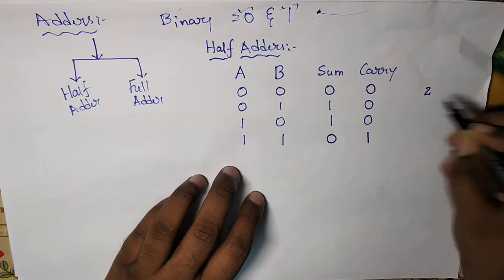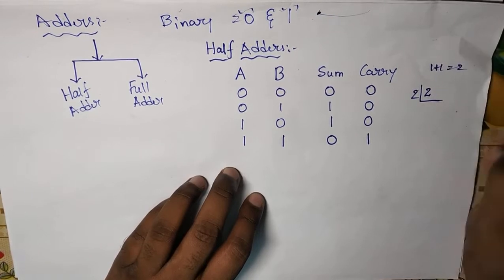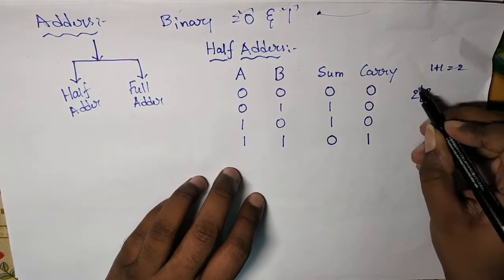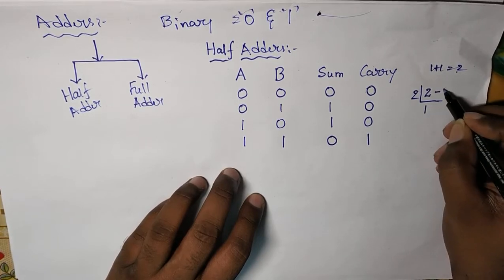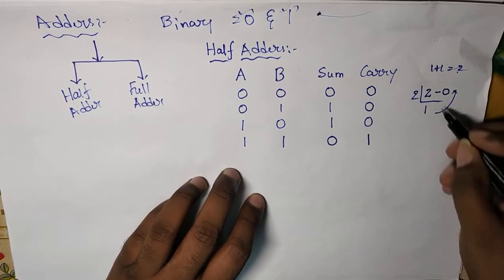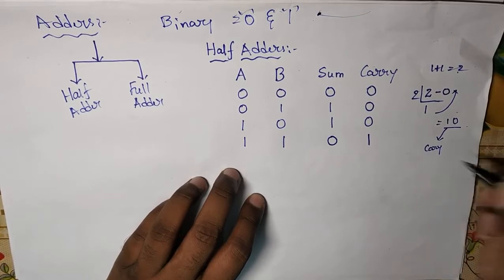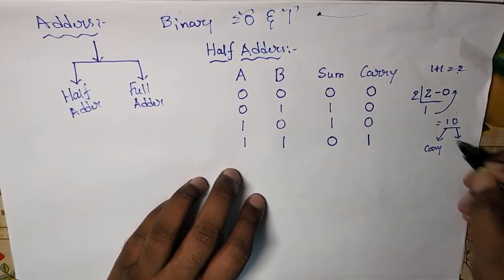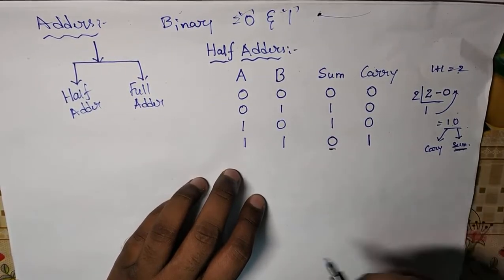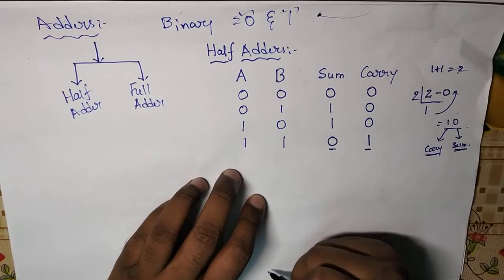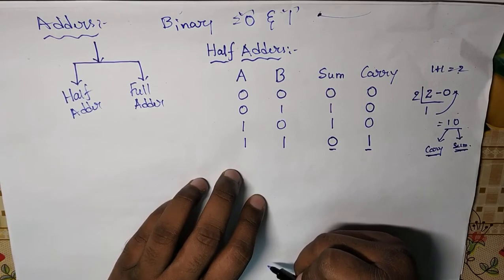Because 2 in binary is represented as 1 0. See, I am adding 1 plus 1, which is equal to 2 in decimal. If I convert this decimal into binary, 2 ones are 1 with a remainder of 0, so the value will be 1 0. This 1 is called the carry value, which is the leftmost or MSB bit. The LSB bit which we got here becomes the sum. So I have written the sum value as 0 and the carry value as 1. This is called a mathematical addition. In mathematical addition, there will be a carry and a sum.